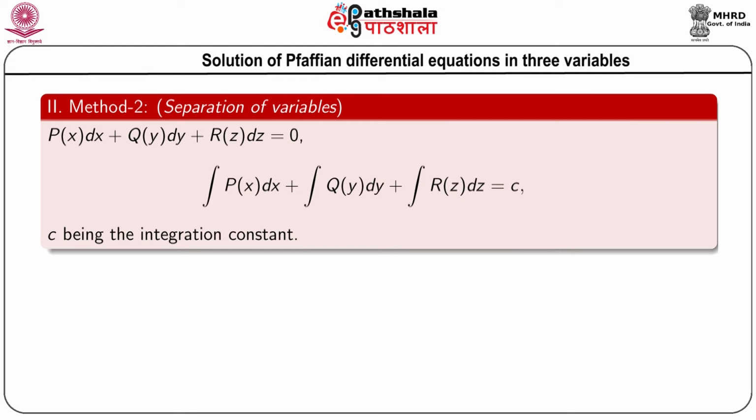Now, we shall discuss method 2, which is separation of variables. This is a special case when P is a function of x, Q is a function of y, and R is a function of z respectively. If the equation is given in this form, it is easy to find the integral. After integrating the equation, we get the integral in this form, where c is the integrating constant.